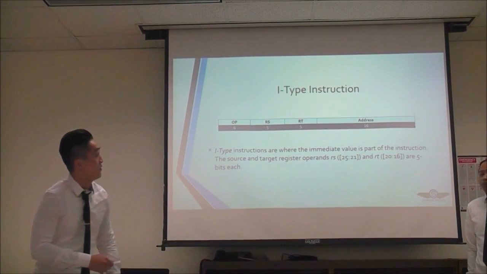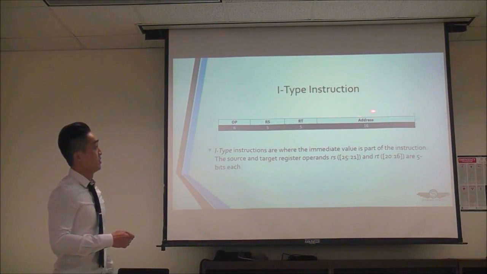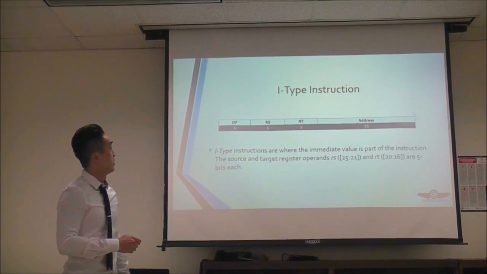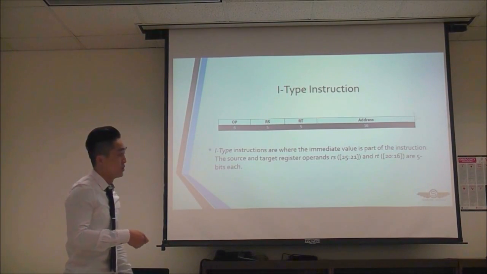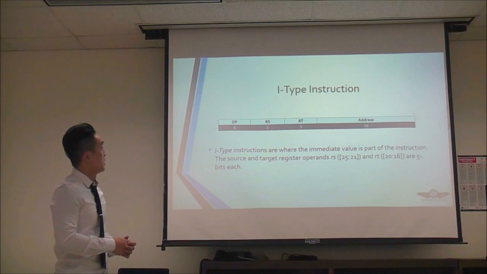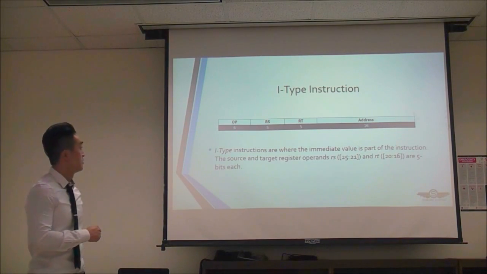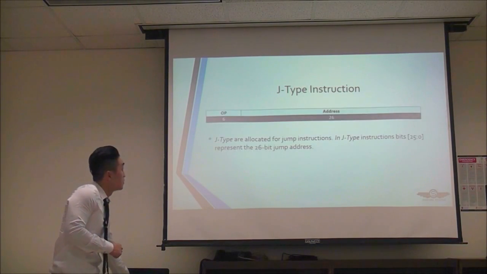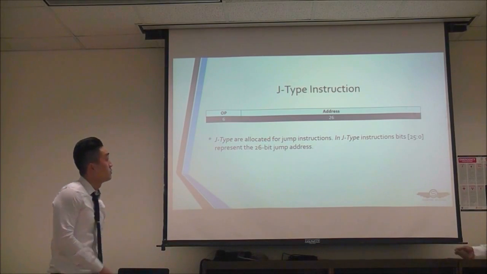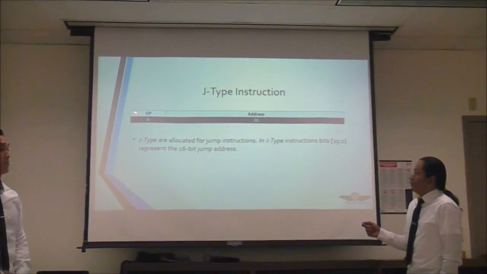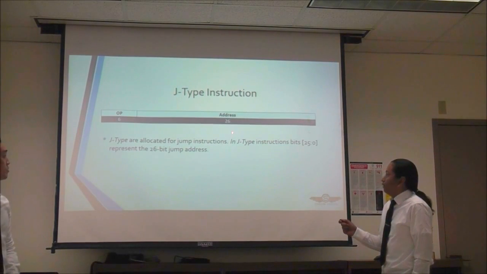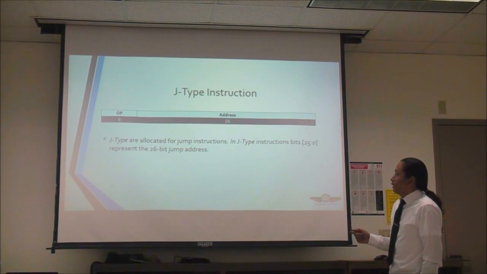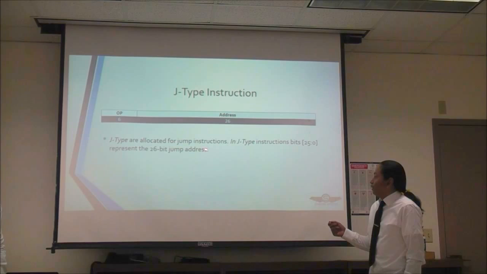For I-type, you have an immediate value that's part of the instruction, so here we have 16 bits reserved for that. RS and RT are also both 5 bits, bits 25 to 21 and 20 to 16. And then we have your 6 bits for your output. So for J-types, we preserve 6 bits for the opcode, which is 31 to 26, and then we have a 26-bit address. That's about it.